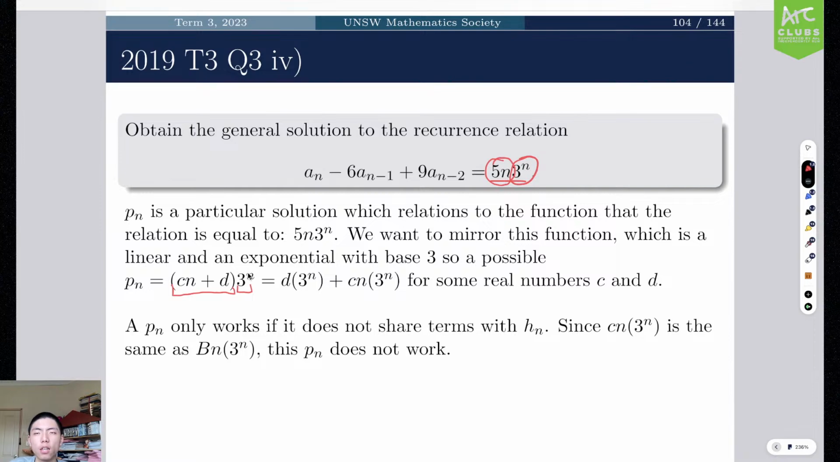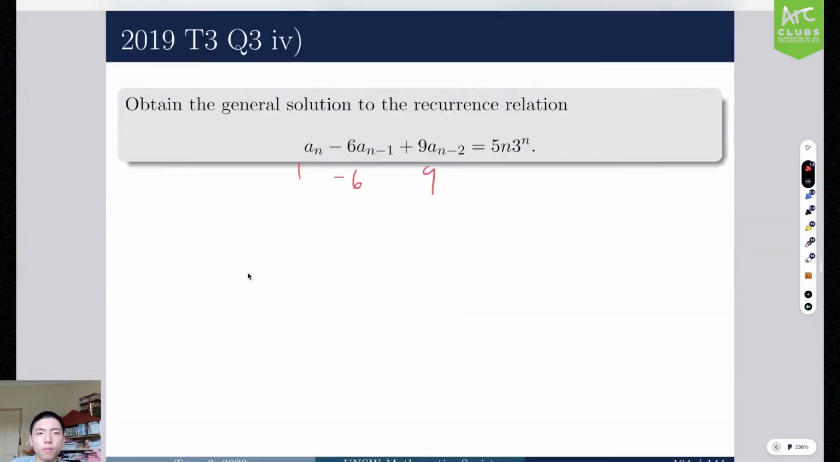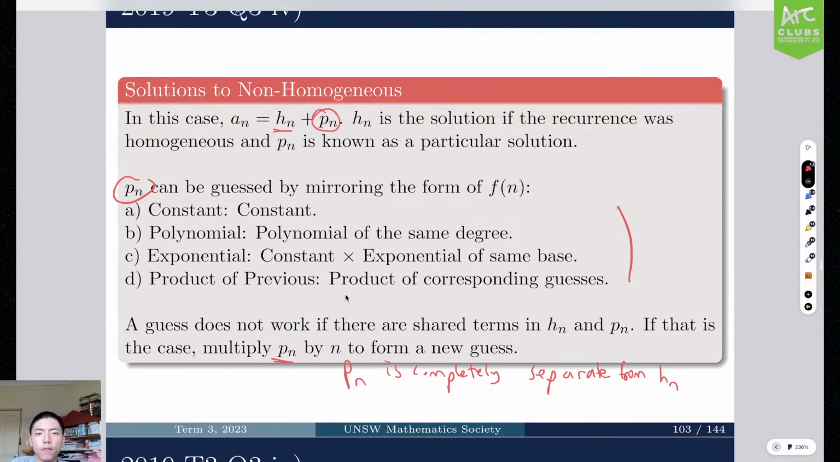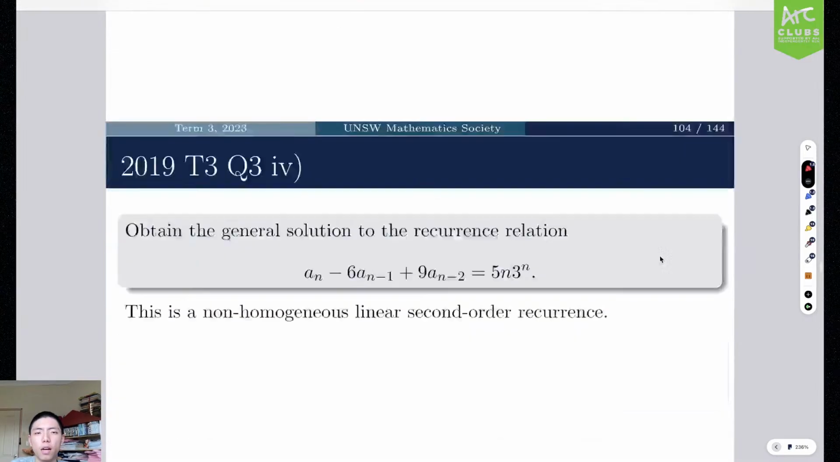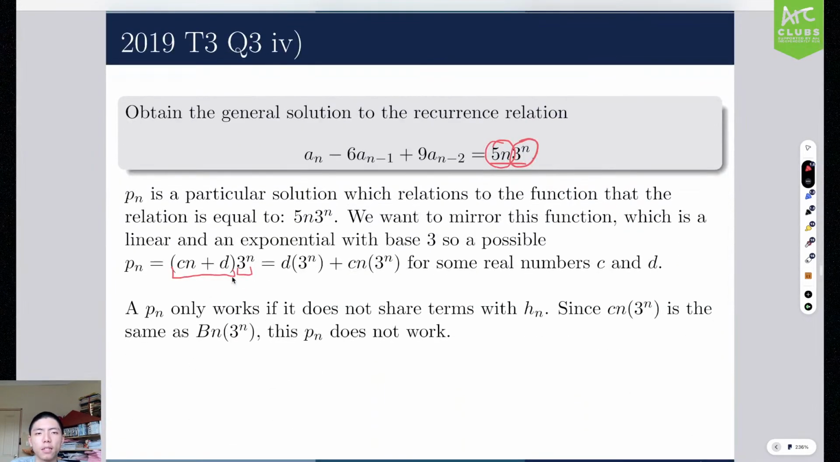This is the last rule that we had up here: the product of previous forms is a product of corresponding guesses. So if we have a linear term multiplied by the exponential, we need to make a general linear term multiplied by the exponential with the same base. This would be our guess for the particular solution. Our current job is to solve for C and D that satisfy this particular solution.